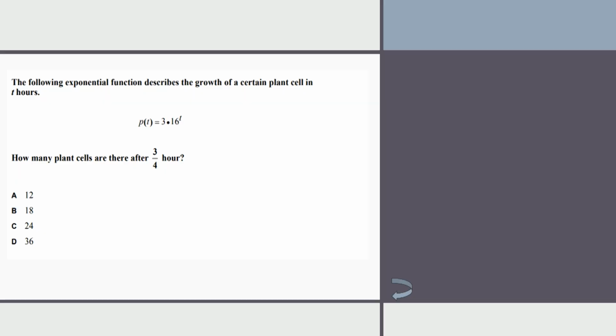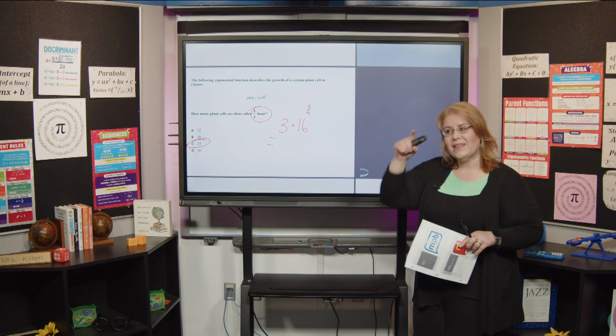The following exponential function describes the growth of a certain plant cell in T hours. How many plant cells are there after 3/4 of an hour? So if T equals the amount of time and we're given 3/4 of an hour, so if I plug this exact thing into my calculator, what do I get? 24. Make sure that you remember how to put that exponent in with that exponent key.